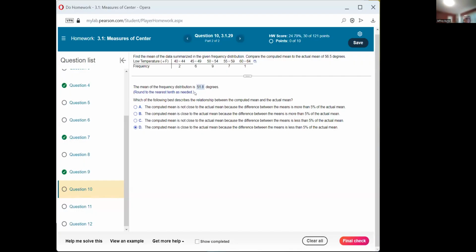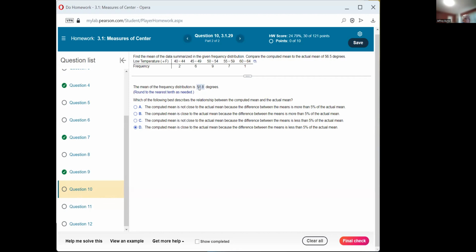I'll just contemplate this. Yeah, so I figured out what was going on here. Let me resume the sharing. Just a simple detail I overlooked when I was reading the question. So we found a mean of 51.8 degrees. The actual mean of the database, because they would know the individual values, is 56.5.